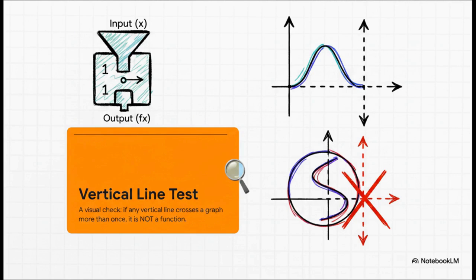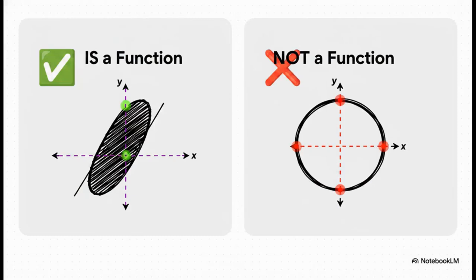If you can imagine drawing a vertical line anywhere on the graph and it hits the curve more than once, then it fails the test. It's not a function. And this is a perfect example of what I'm talking about. Take a look at the parabola on the left. See how no matter where you draw a vertical line, it's only ever going to hit the curve one time? That means it passes the test. It is a function. But now look at the circle on the right. A vertical line can easily hit it in two spots at once. That would mean one x input is giving you two different y outputs, and that breaks our main rule. So a circle, believe it or not, is not a function.